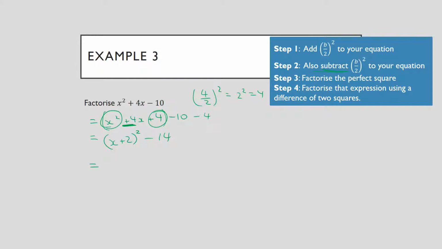Now for the difference of two squares, we have a is x plus 2, and our b is going to be the square root of 14. So we go x plus 2 plus the square root of 14, x plus 2 minus the square root of 14. And that's the solution.